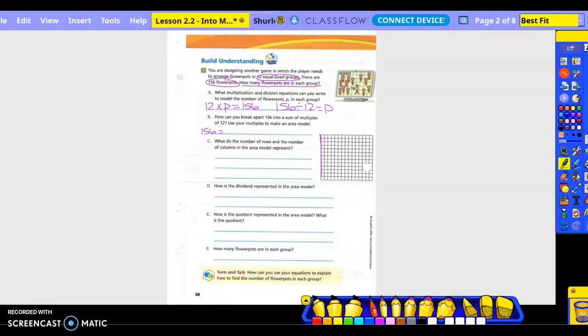Now, 156, remember yesterday we broke those into pieces, into chunks. So what can we do? Can we do 60? Okay, so we could do 60. Can we do another 60? Yeah. Can I do another 60? No, I'm left with what then? 36. So 60 plus 60 is 120, and then 156 minus 120 is 36.